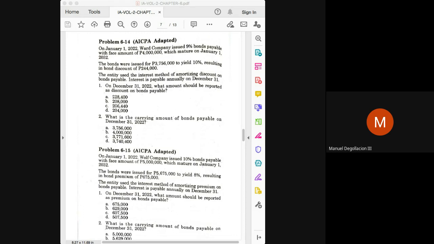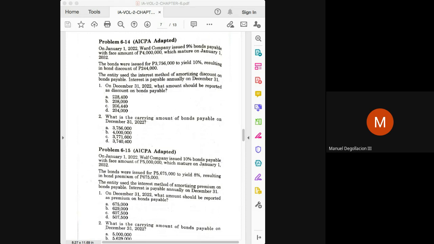So if you notice, it actually increased from the previous year. The initial carrying amount was 3,756. It is now 3,771,600. So just like your bond discount slowly decreasing towards zero, your carrying amount would also slowly increase towards its face amount if it's a discount. If it's at a premium, it will slowly decrease towards the face value. Okay, just remember that the carrying amount is simply the face value minus the discount or plus the premium.